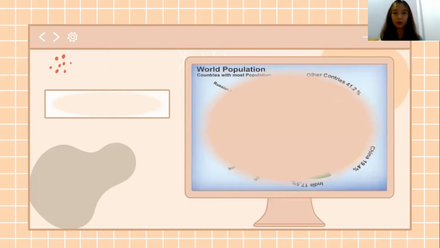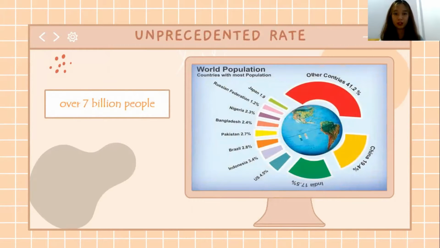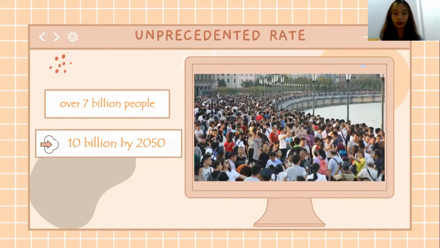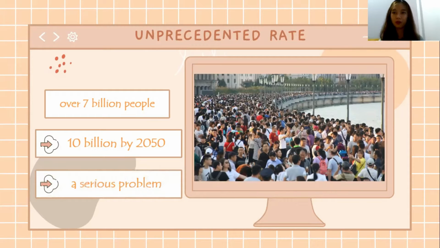So, we all know that overpopulation has reached an unprecedented number. Now our planet is home to over 7 billion people, and it is expected that this number could rise to 10 billion by 2050. It will rapidly increase as time goes on. If things continue at this rate, we'll face a serious problem.